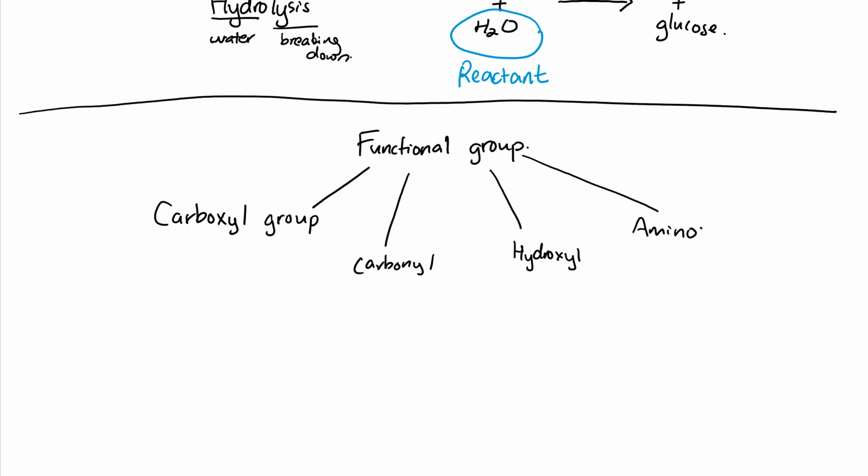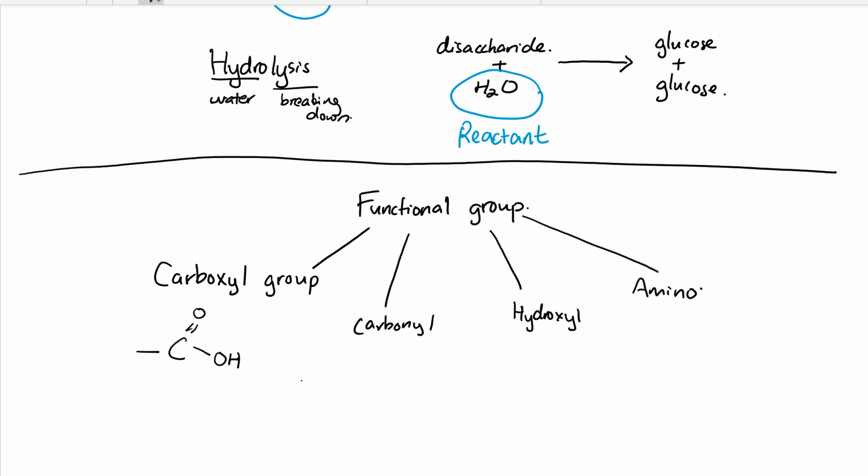Carboxyl looks like this: carbon, double bond oxygen, single bond, and attached to a hydroxyl. This is a carboxyl group. The next one is carbonyl, which is just carbon with a double bond oxygen. Following that is hydroxyl, which is just oxygen and hydrogen. And amino groups, which are a nitrogen with two hydrogens. You just need to recognize them. You don't really have to memorize them.